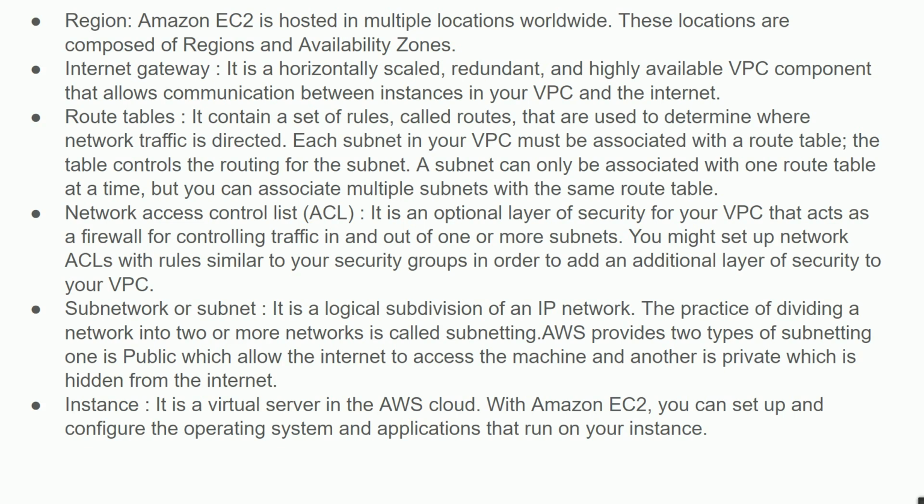AWS provides two types of subnets. One is public, which allows communication over the internet, and the second one is private, which is hidden from the internet. Some of the infrastructure won't need to be accessible from the internet, like an RDS database, or we can consider some private repository, private file structure, or some private APIs.